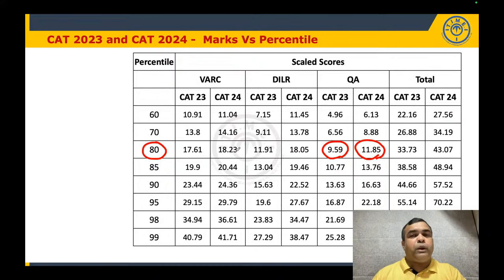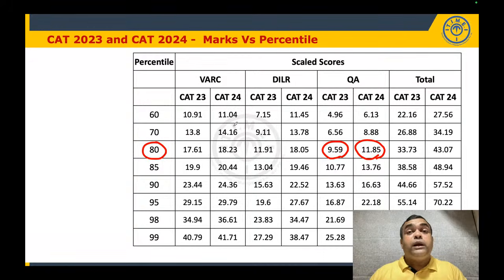Fine. Okay, now what I'm saying is there are two factors affecting it. The first factor affecting that percentile could be that the paper is on the easier side. Fine. So you require more marks in the same paper to get the same percentile.